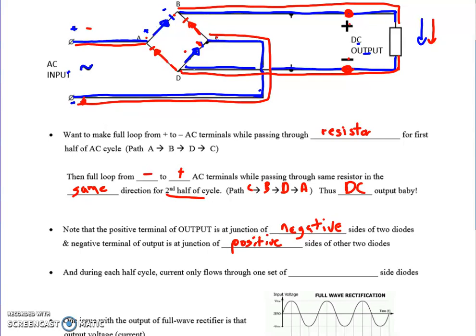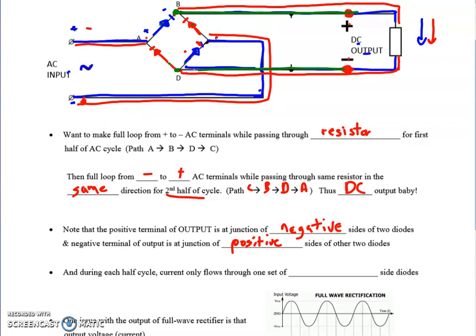So if you're not sure what I'm referring to, here is essentially the positive terminal. It is the junction of these two diodes, and we're on the negative sides. And then if I look at the junction of the two positive sides here, that would extend to our negative terminal. So that's how you can recognize which side of the output is positive, which side is negative.